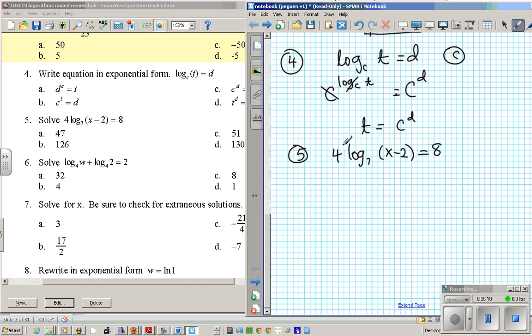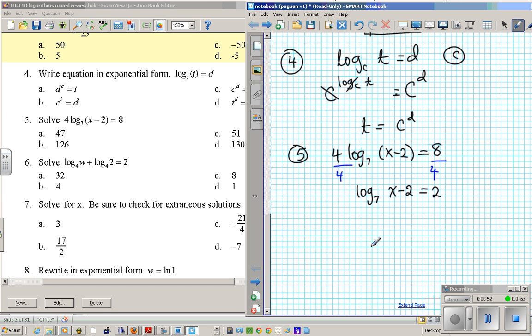a power, right? Or alternatively, to make things easier, we can divide both sides by 4, right? Since they're so located, if we divide both sides by 4, that will make our life much easier. So let's divide both sides by 4. Divide this one by 4. Divide this by 4. So we're going to have log base 7 of x minus 2 equals 2.